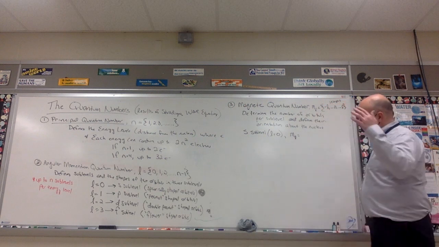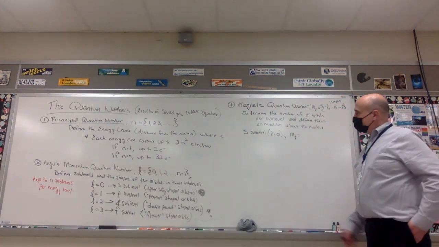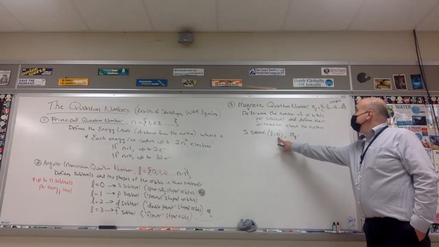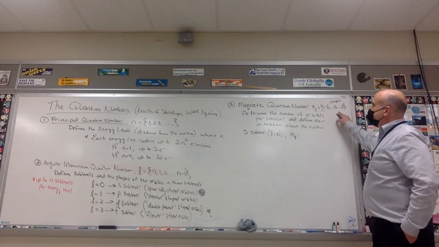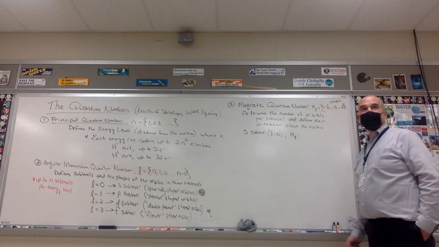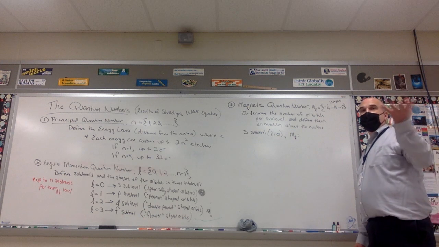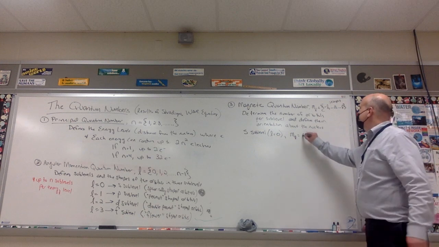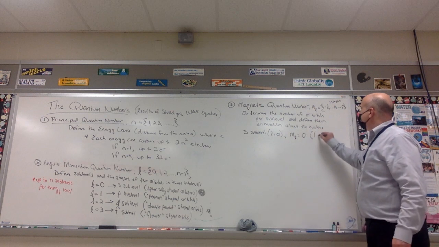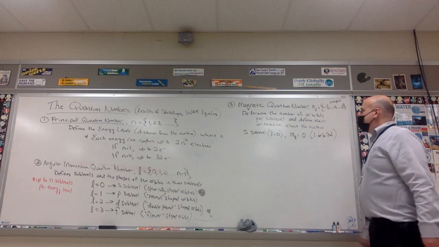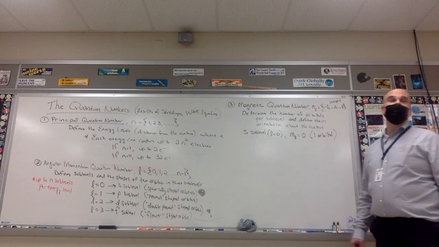So if I'm in an S sublevel where my L value is 0, how many values am I going to have for my ML? Just one value of 0, right? That's fine. That means in any S sublevel, you can only have one orbital.